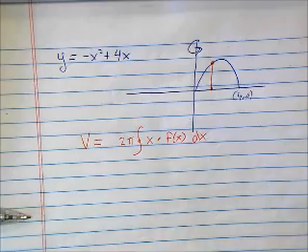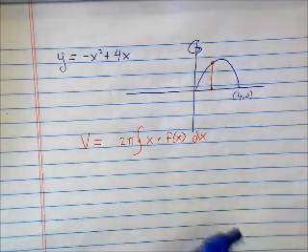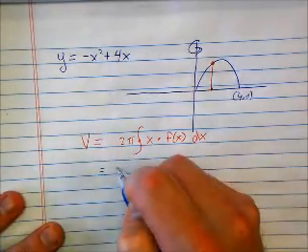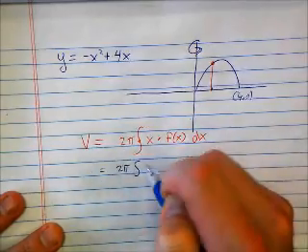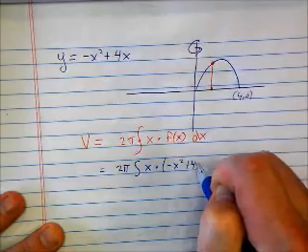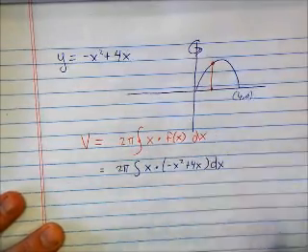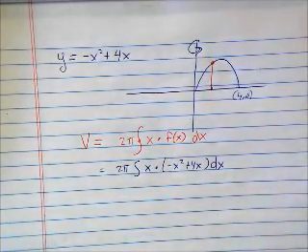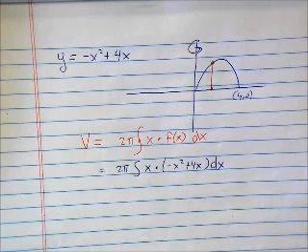So for this problem, our volume is going to be 2 pi times the integral of x times minus x squared plus 4x dx. And what are our bounds of integration? What's our interval? 0 to 4.